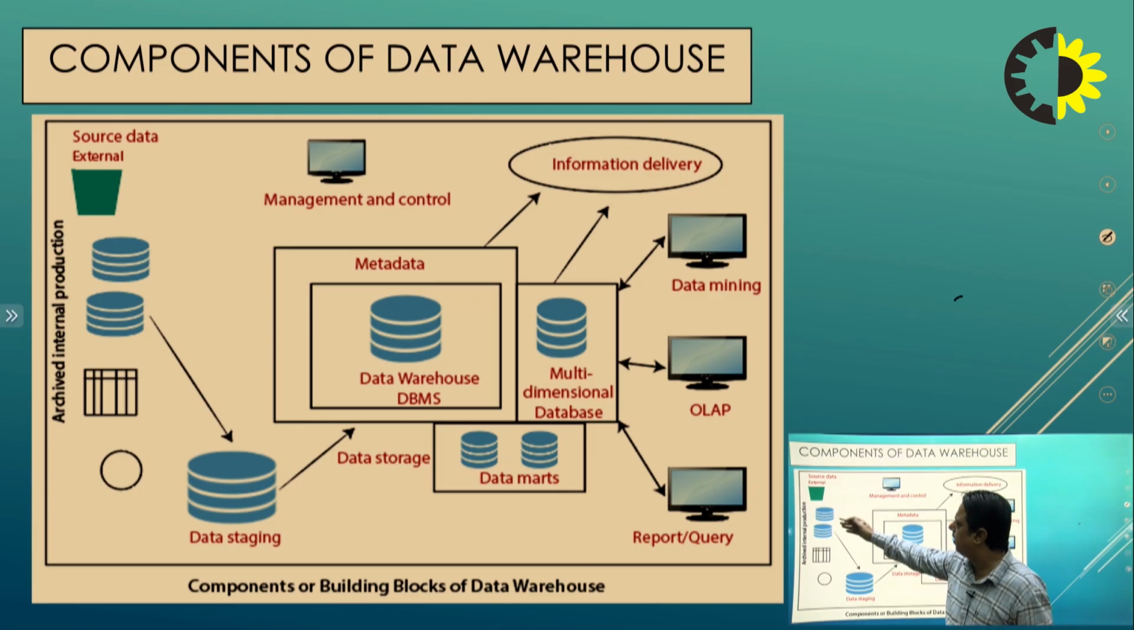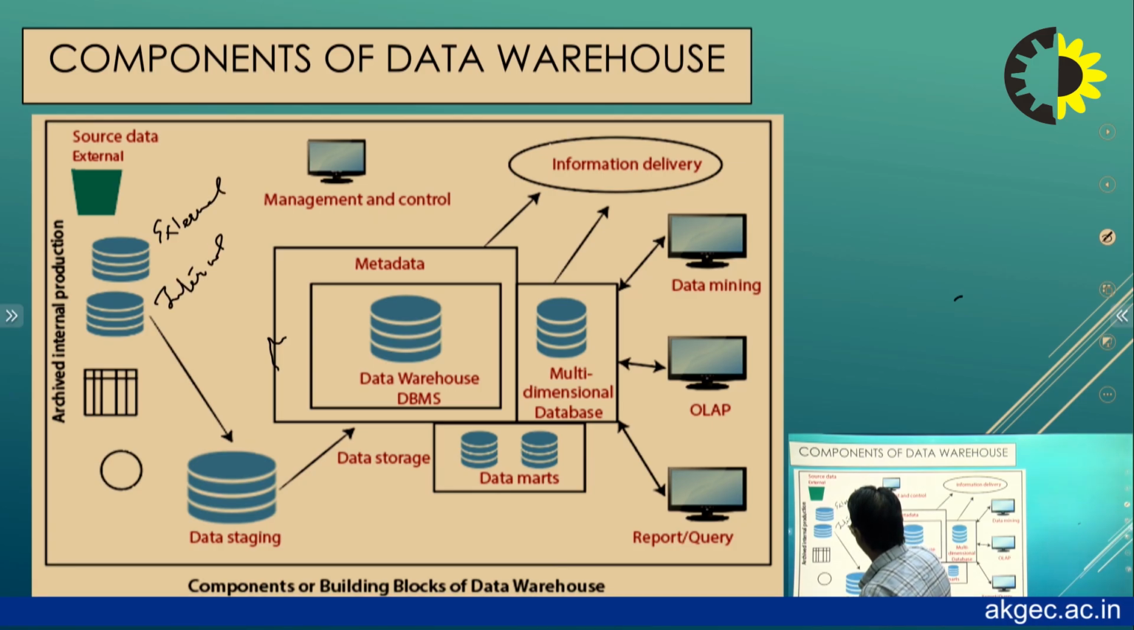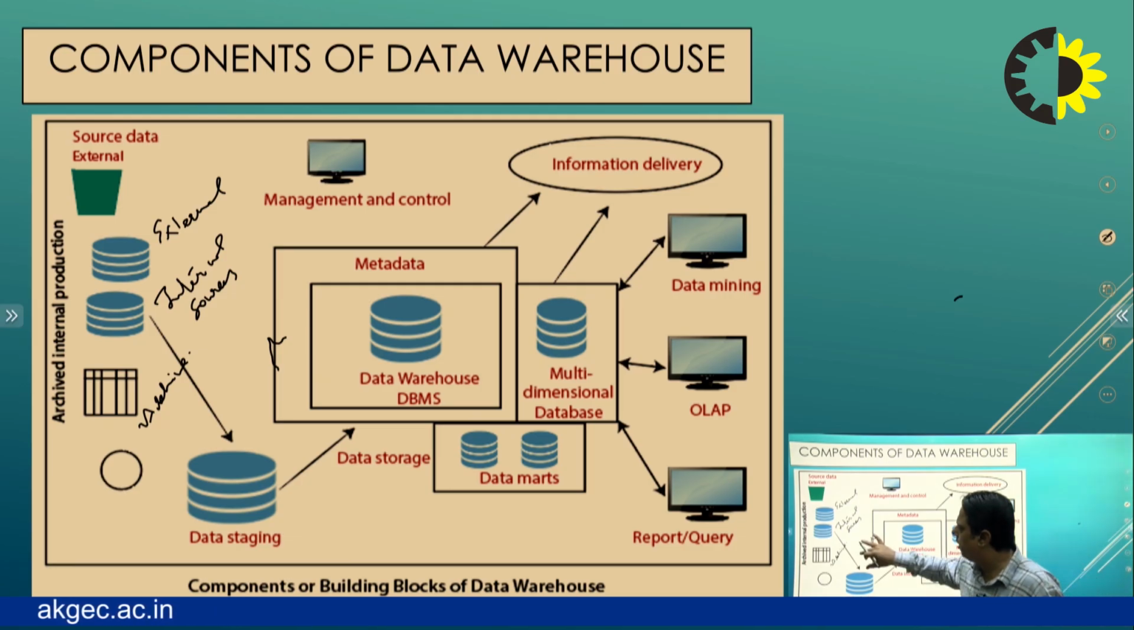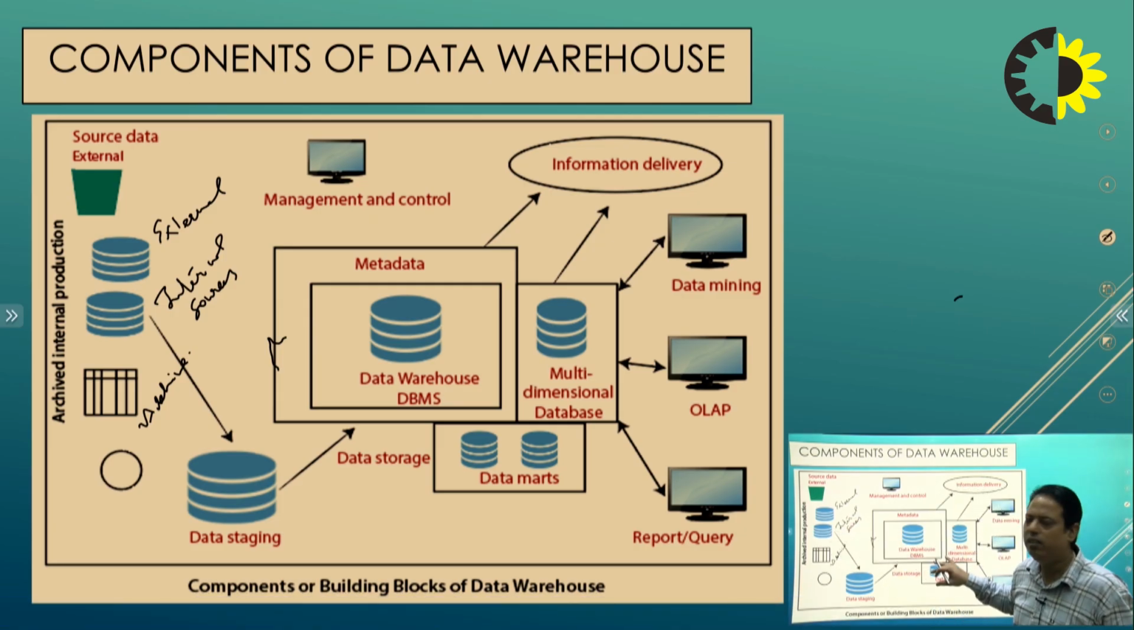In source data external, there are many different types of sources available, like external sources, like internal sources, like archive sources. These are the different types of heterogeneous sources. A data warehouse is a collection of data from different heterogeneous sources. And the second point is data staging.